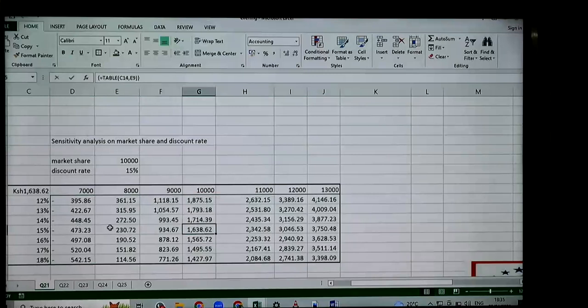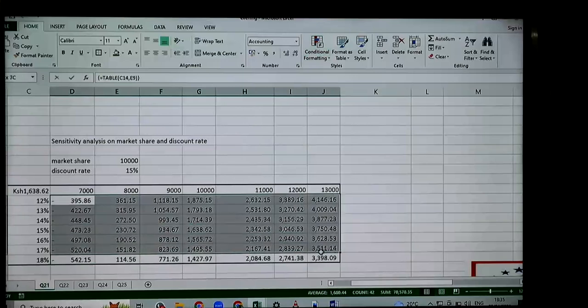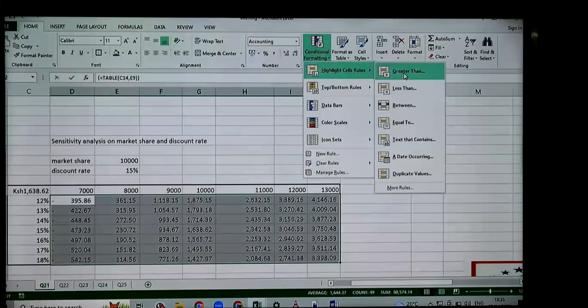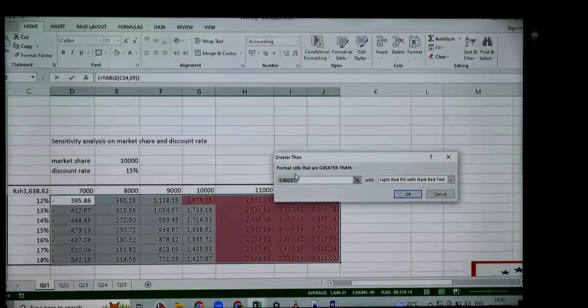So we can add some things like conditional formatting. We first select the data. We want to know the values that are below and the values that are above our current production, or our current NPV. So we go to Conditional Formatting, we go to Highlight Cell Rules, we go to Greater Than. So I'll write the value here. It was 1638.62.